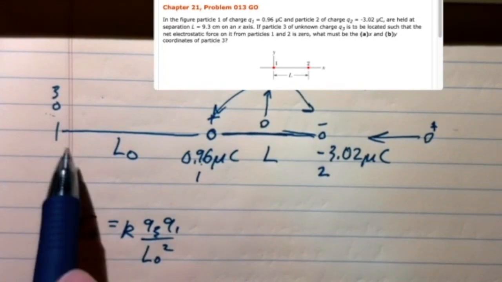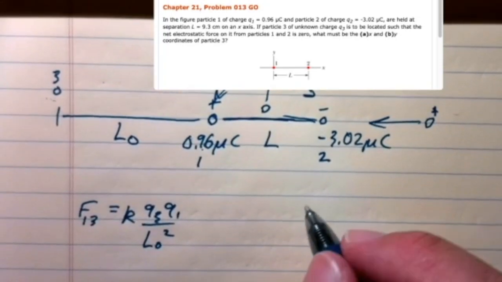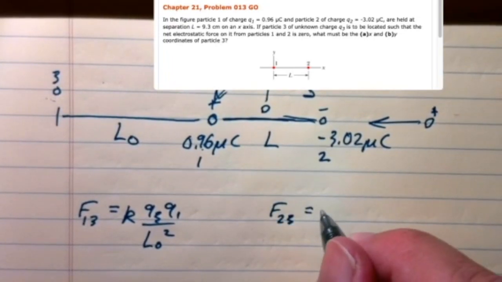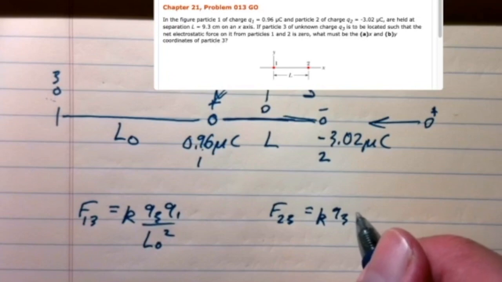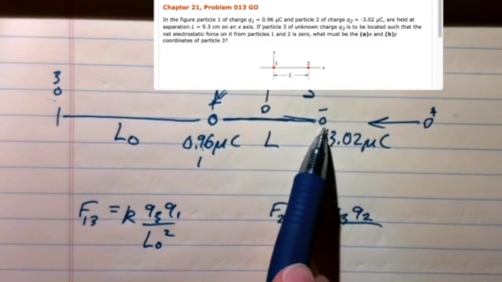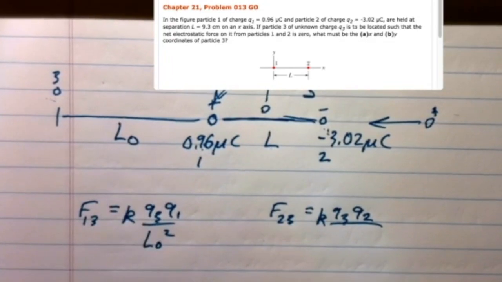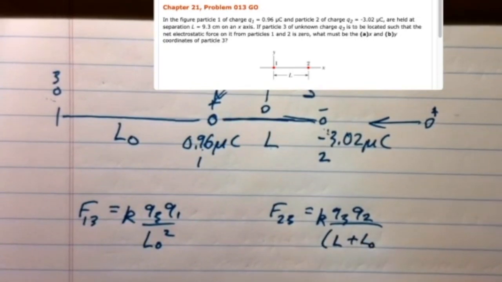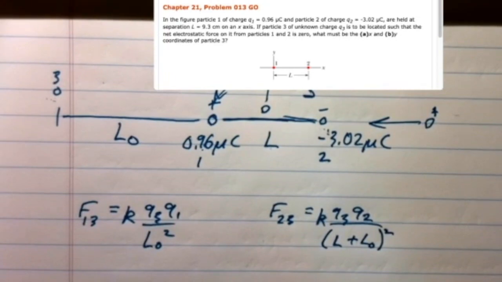But we have these other two particles over here, so between 3 and 2, this is going to be F23, which is going to equal K times Q3 times Q2. Now, the distance between charge number 2 right here and charge number 3 is going to be L plus L0. So this is, as I like to call it, a math trick to make solving the problem easier, but nonetheless it is important.